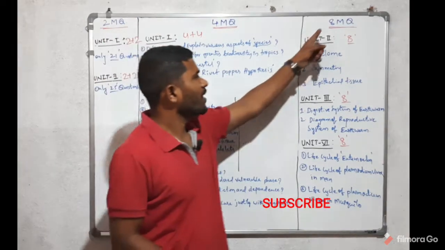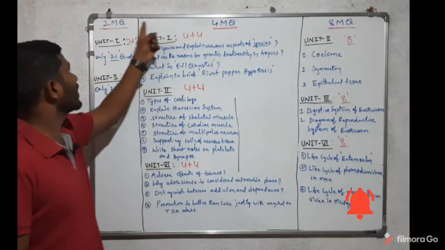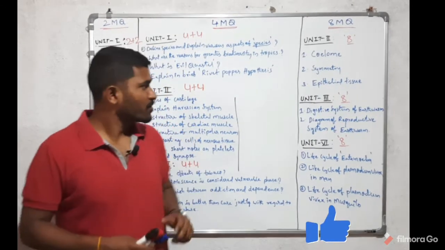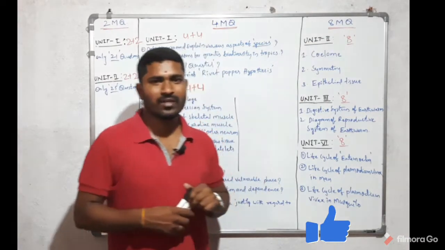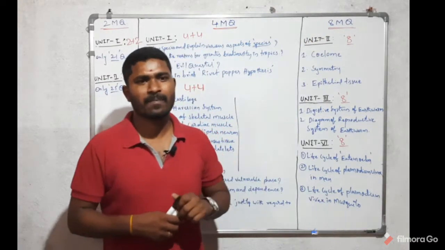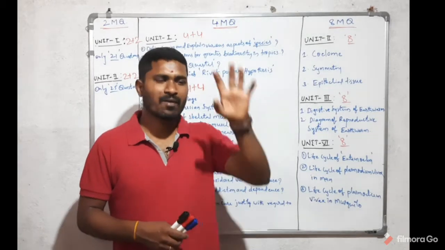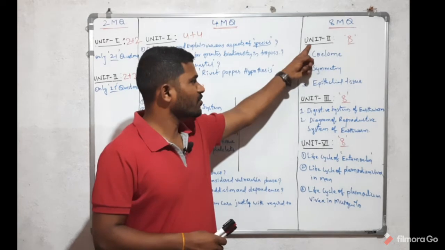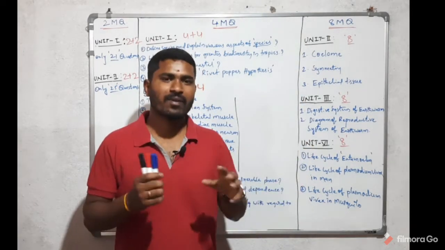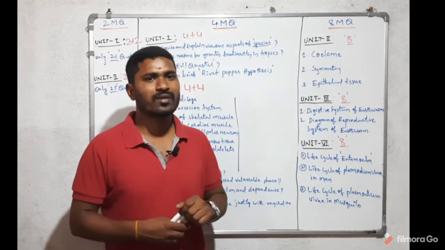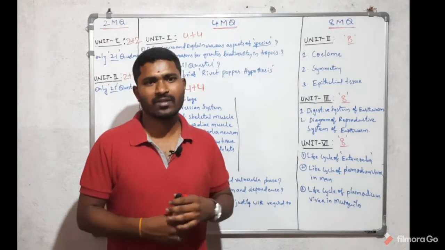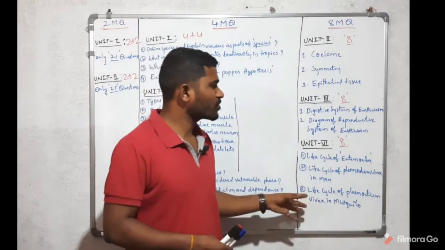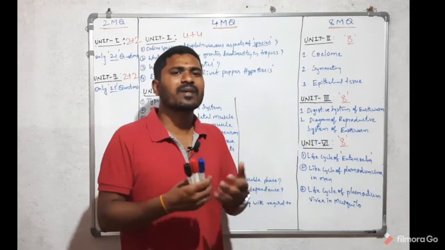There are 8 marks questions, 4 marks questions and 2 marks questions in the question paper of the IPE zoology examination. The 8 marks questions will be asked from 4 units: unit 1, unit 2, unit 3 and unit 6. Now we are going to discuss the 8 marks questions in these units. They are very important, repeated and expected questions.